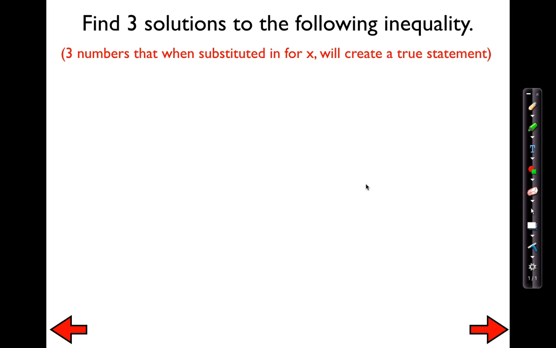So find 3 solutions for the following inequality. Basically, 3 numbers that, when substituted in for x, will create a true statement. So x plus 3 is greater than 5. What could x be to make this a true statement? Now, hopefully you understand that there are a lot of answers. So one example might be 1, because if x is 1, 1 plus 3 is greater than 5.